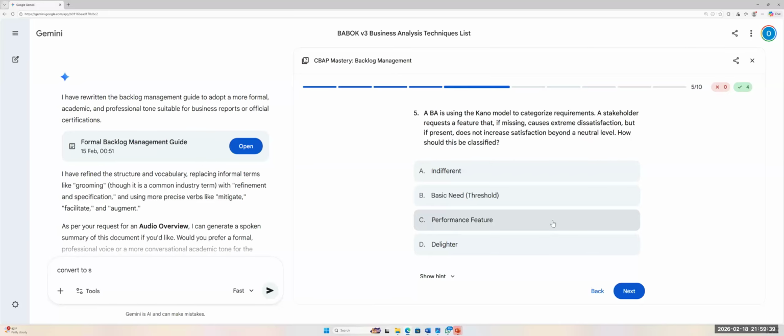If you guys are tired, just let me know. A BA is using the Kano model to categorize requirements. A stakeholder requests a feature that, if missing, causes extreme dissatisfaction. But if it's present, it does not increase satisfaction beyond a neutral level. How should this be classified?